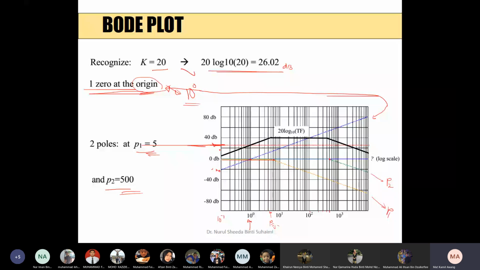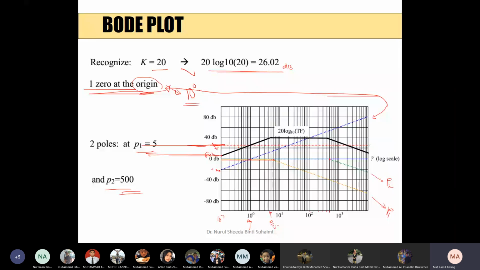Because this is actually 20. This is 20, because this is 40. So this is about 6.02 here. Then it increases because of this contribution from the zero at the origin. Okay, so it's parallel with that.